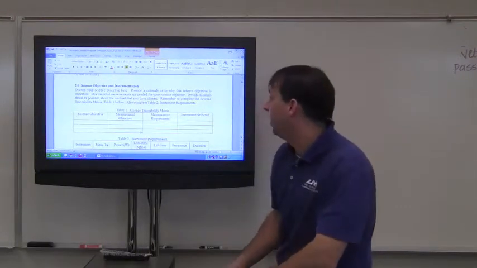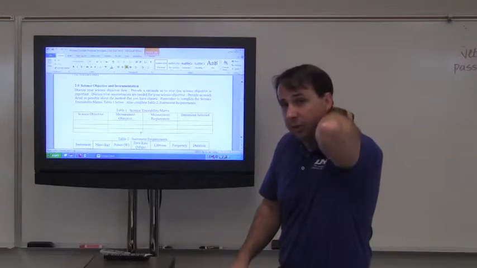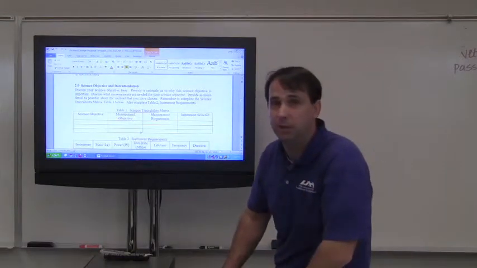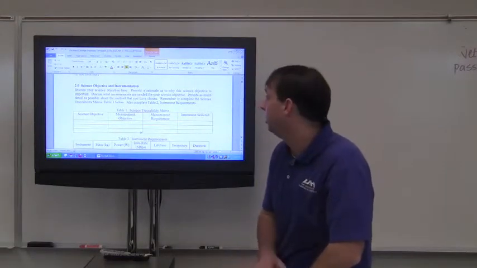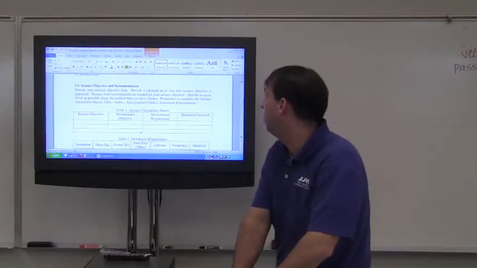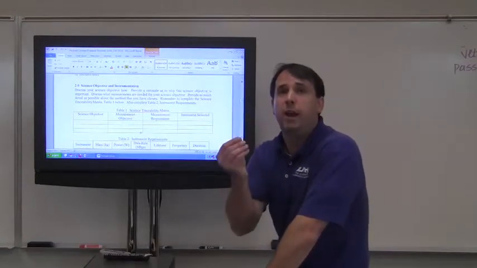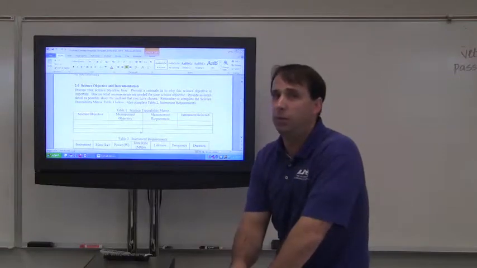Part 2, science objective instrumentation. This should be a no-brainer. This should be what you guys have done all semester. Discuss your science objective here. Provide the rationale as to why this objective is important. Who cares? Why is this objective important? That's what you want to hit on here.